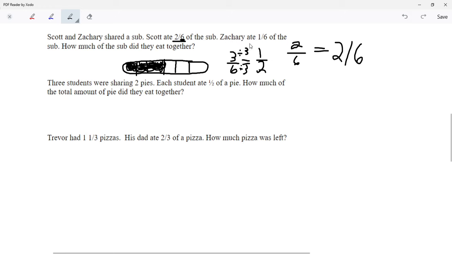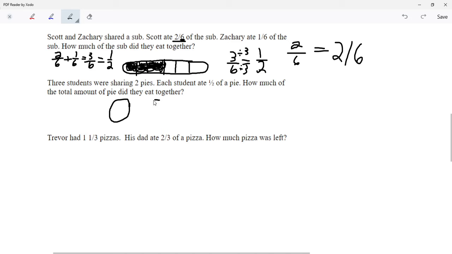So Zachary ate 1/6 of the sub. How much of the sub did they eat together? 3/6. So we could also just do it like 2/6 plus 1/6 equals 3/6, which then equals 1/2. Alright, 3 students were sharing 2 pies. Each student ate 1/2 of a pie. How much of the total pie did they eat together?